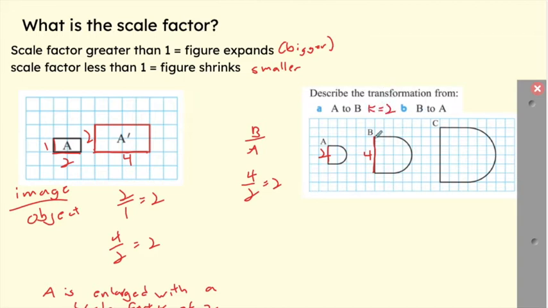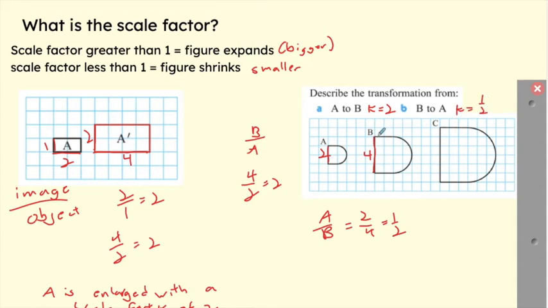What if I wanted to go B to A? Now I need to flip it, because now B is my object and A is my image. So instead of B over A, I need to do A over B. In this instance, A is 2, B is 4, I get 1/2. So my k equals 1/2 here.